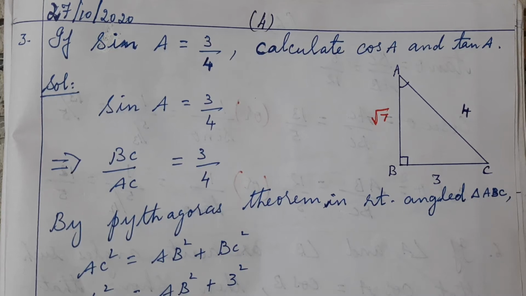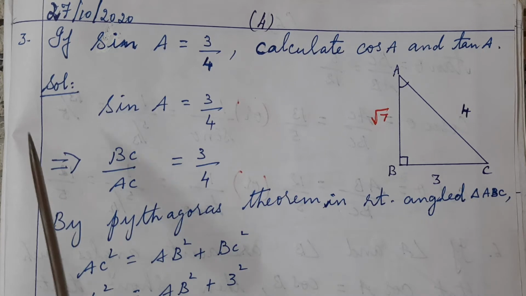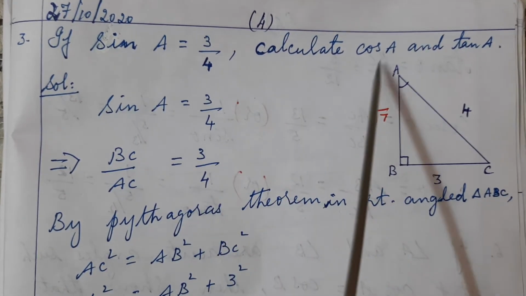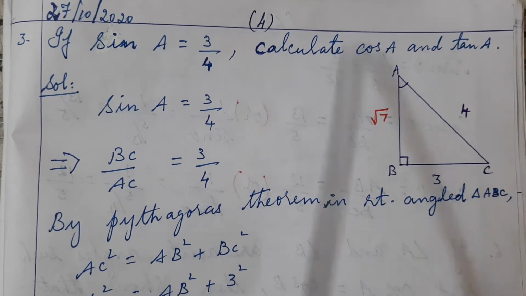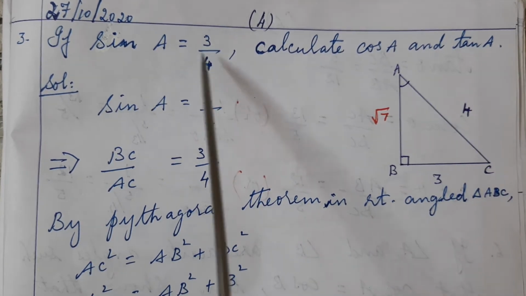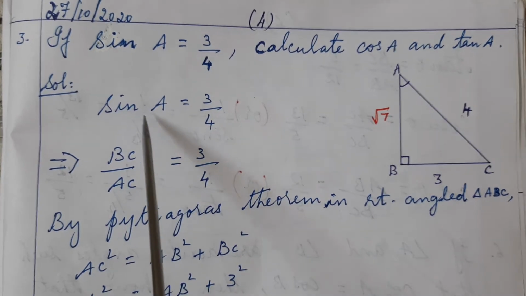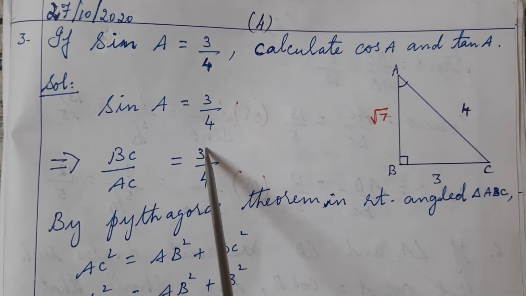Dear children, today we are going to solve the third problem in exercise 8.1. The third sum is, if sin A is equal to 3 by 4, calculate cos A and tan A. Here sin A is given 3 by 4. So solution, sin A is equal to 3 by 4. So you know very well sin A is opposite by hypotenuse.